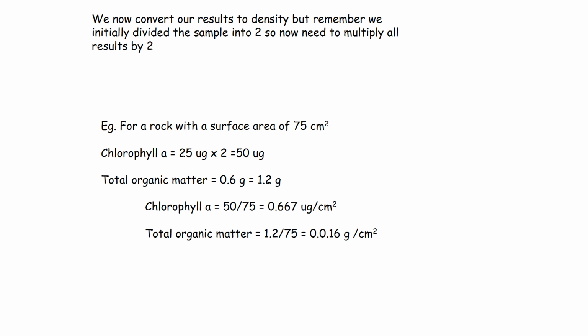We can now convert our results to density, but remember we initially divided the sample into 200 milliliter sublots, so we need to multiply all our rock results by 2. For our rock with a surface area of 75 centimeters squared, our chlorophyll A, we've calculated here, imagine 25 micrograms. So we multiply this by 2 for a subsample, and that gives us 50 micrograms of chlorophyll A on our rock.